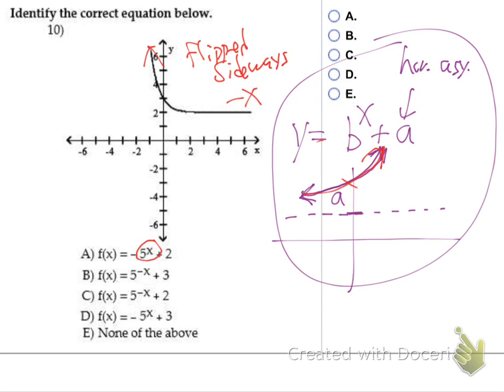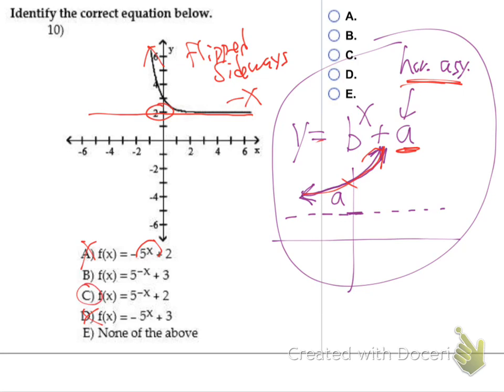Does he have negative on the x? No way. Does he? Yes. Does he? Yes. Does he? No. No way. A and D are out. It's either B or C or none of the above. So now, which one of those is right? Well, the number out here is supposed to be the horizontal asymptote. What is the horizontal asymptote? 2, right there. So it's going to be 2. So it's going to be C, isn't it?